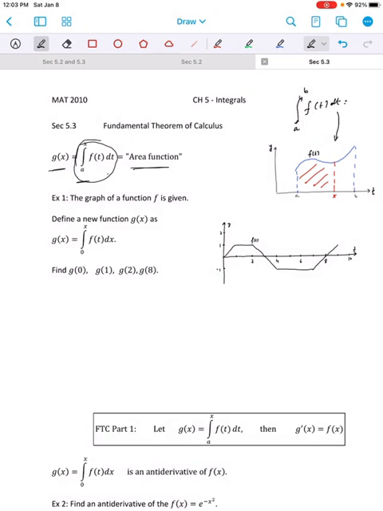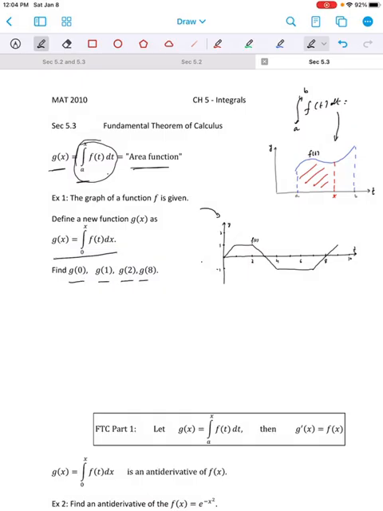So the graph of a function f is given. Here is the graph, and we are defining a new function, which is, remember, the area function. So g of x is defined from 0 to x, because we are starting our function at 0. We can define it from any place after 0 where the function is defined, but not before 0, because if we start before 0, we have to have some function there. So this is our function f, and now we have to find the values of these four quantities.